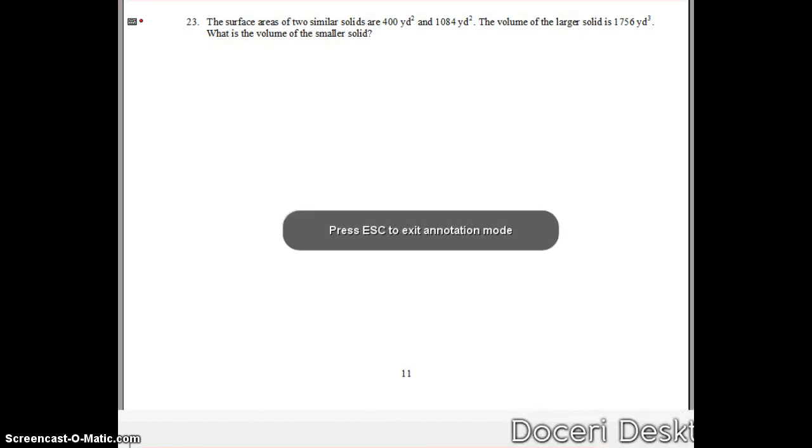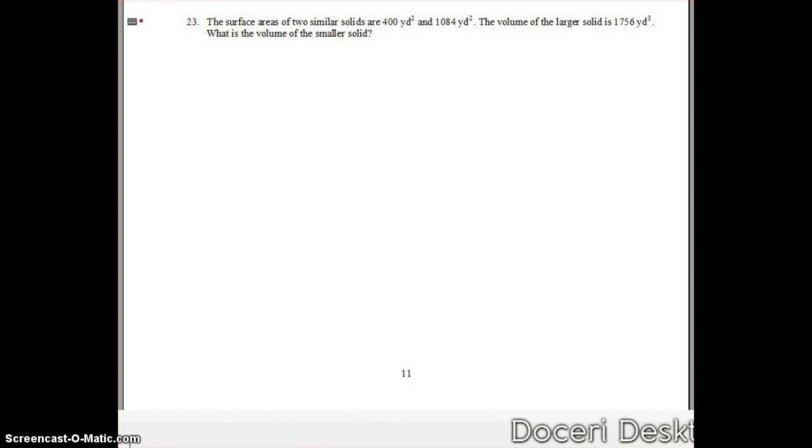For number 23, the surface areas of two similar solids are 400 yards squared and 1,084 yards squared. The volume of the larger solid is 1,756 yards cubed. What's the volume of the smaller solid? That's what we want to know. What we know about similar figures is that the surface area can be represented as side squared over side squared, and volume can be represented as side cubed over side cubed.